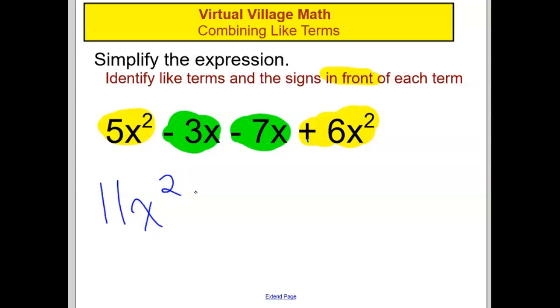Now let's look at the green part here. You could read this as negative 3x minus 7x. Well, what do I get when I do negative 3 minus 7? That's negative 10. So I'm going to write this as minus 10x. And notice I put the minus sign there again because negative 3 minus 7 is negative 10. If I had a positive answer there, then I would put a plus sign between the two of them.